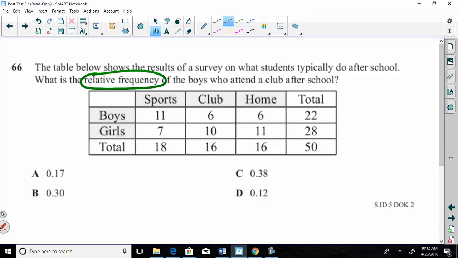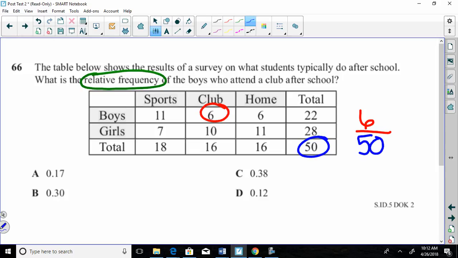So it says, what is the relative frequency of the boys who attended a club after school? So how many boys attended a club after school? 6. And it's going to be out of my total in general. So what is my total amount of people in this thing? 50. And then you just divide it.